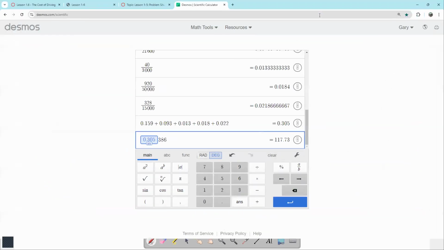Yeah, so on my calculator, I just retyped those numbers we calculated. The 0.159, the 0.093, 0.013, 0.018, 0.022, and that gave me about 31 cents per mile driven. Multiply that by the number of miles, 386, and I get $117.73. Now, when I went to school, I was told avoid rounding as much as possible.